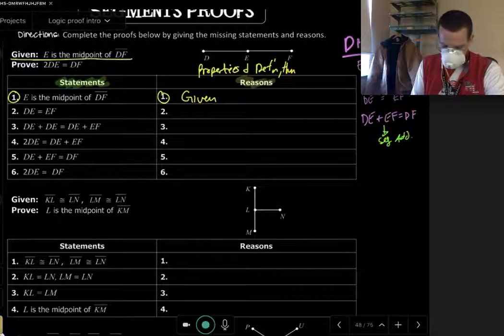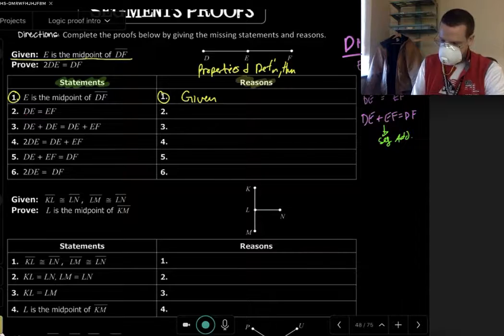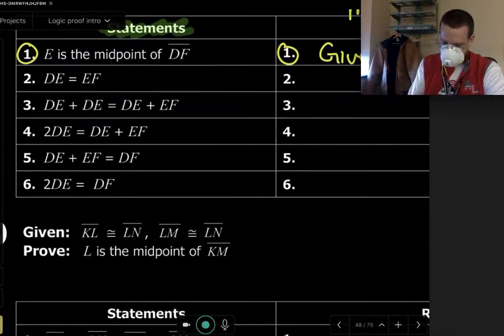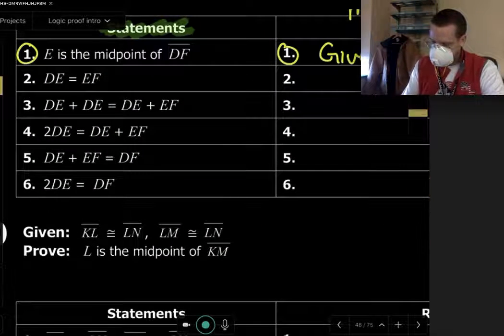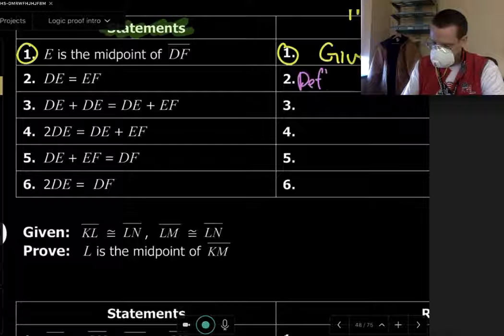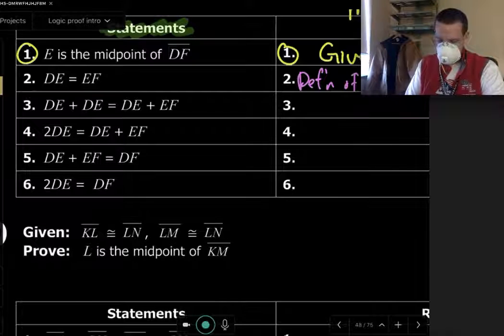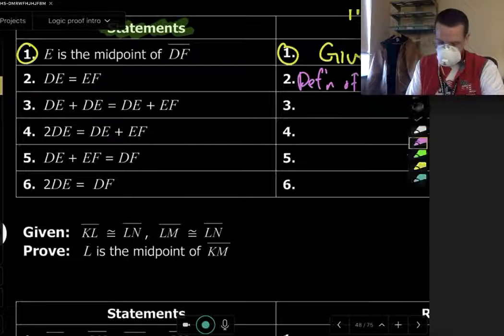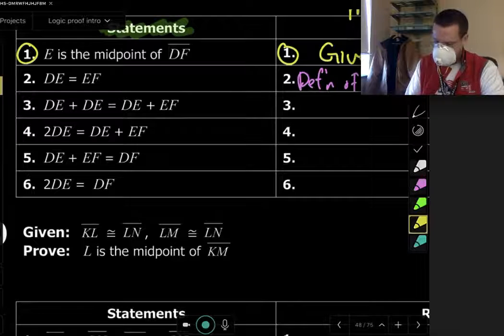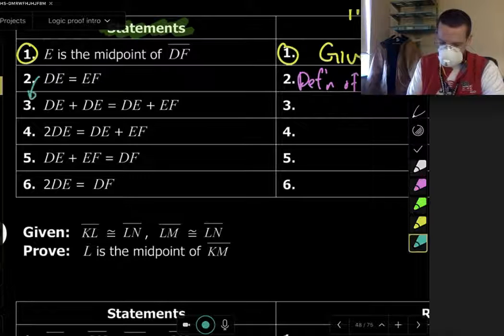Okay, so notice, right away: first statement, DE is equal to EF, and that is because this is a midpoint. That is literally the definition of a midpoint. Okay, so let's see how it has changed. How did we go from step 2 down to step 3?